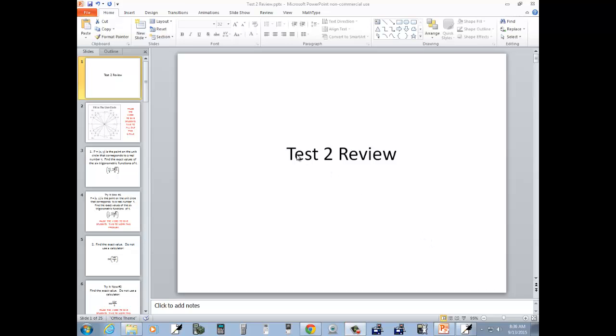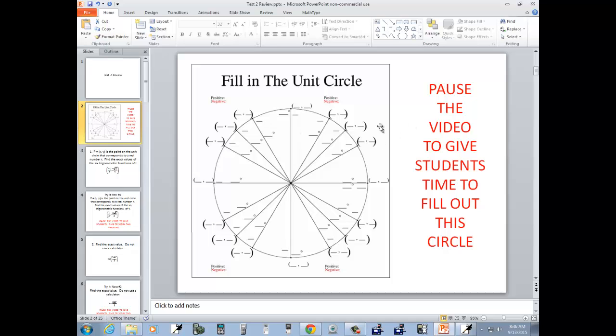Okay, this is a test 2 review. Throughout this video, I'll show examples, and then I'll put an example up for the student to work themselves. Whenever you see the red, that means pause the YouTube video, and then work the given problem, and then continue on. So at this time, go ahead and pause this video and let the students fill out the unit circle.